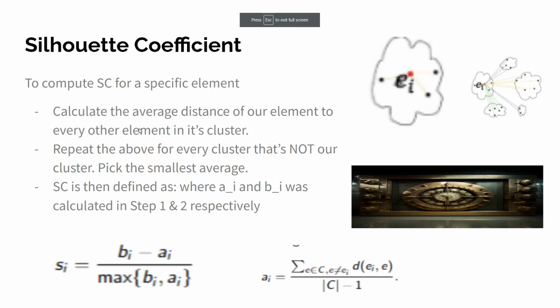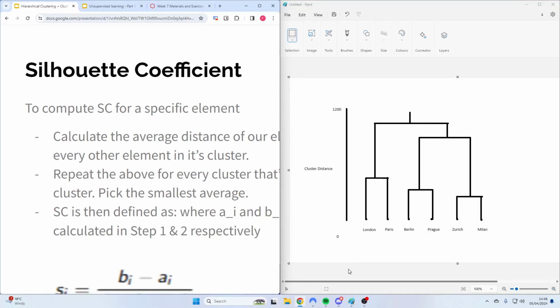So that's AI. And then next we need BI, where we repeat this, but for every other cluster. Here we've got 5 clusters. We ignore the cluster we're in now, and calculate the average distance for these 3, these 5, these 2, these 5, and then we take the smallest. Whichever one is the smallest, that's our BI. Does everyone get that?